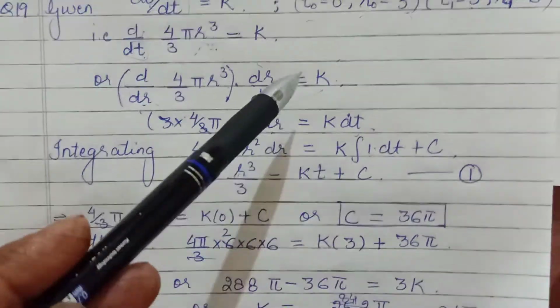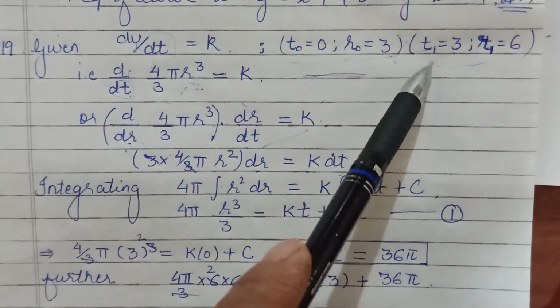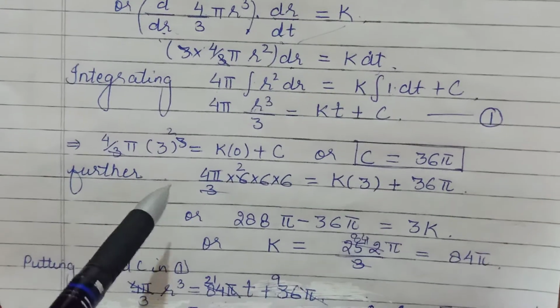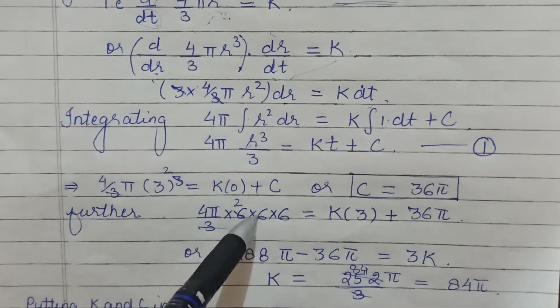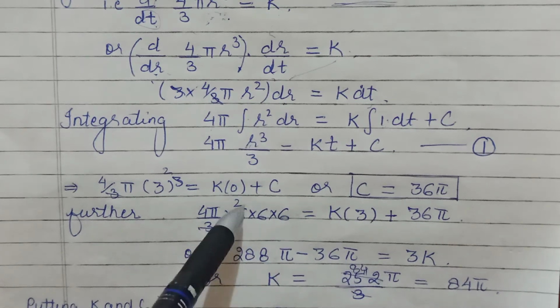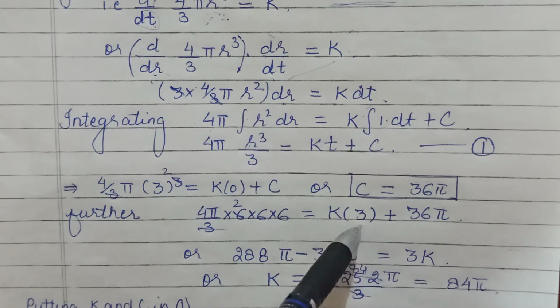Then we had one more point given. There were two facts. One was this, and then when t is 3, r was 6. So put those values also now in the relation. Put r as 6, 6 cube, 6 into 6 into 6, I expanded it because it was getting cancelled here. And in place of t we will put 3.